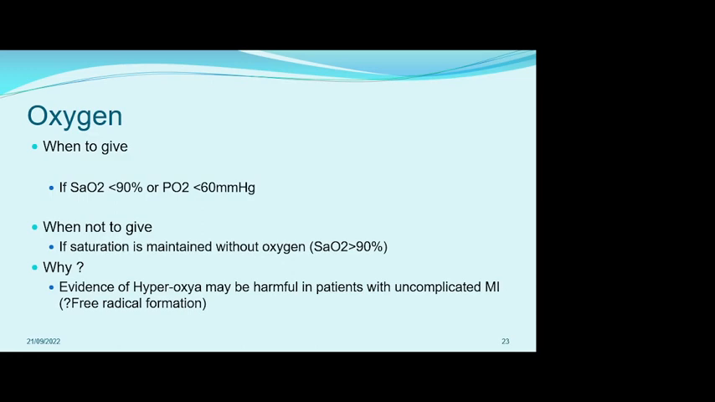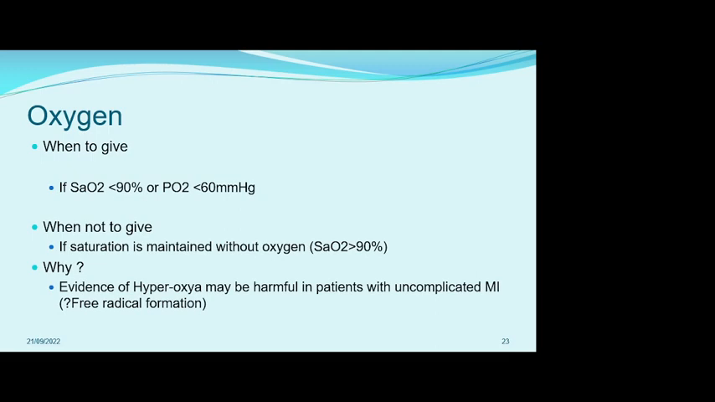And oxygen, in the early days we used to give oxygen to everybody coming with chest pain, and now the practice is to give oxygen when the saturation is less than 90 or the PO2 less than 60 in blood gas analysis.